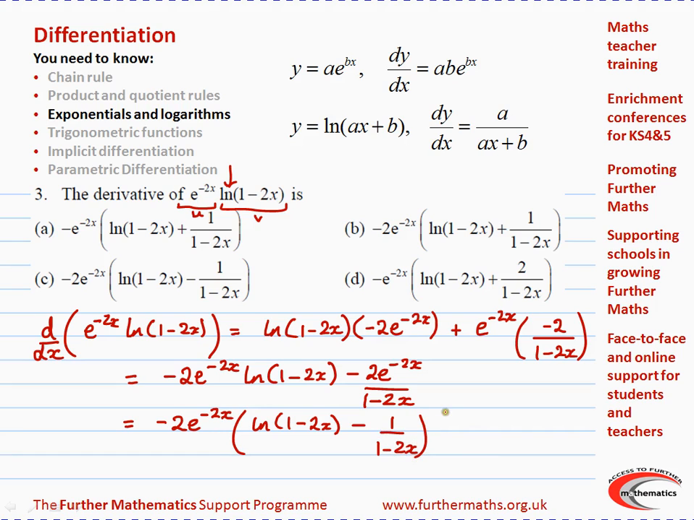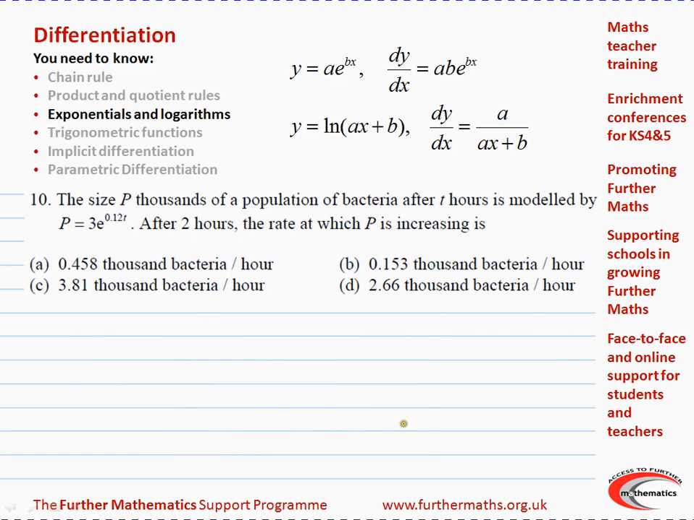Let's see if we can match that up with one of the expressions at the top here. We know it's not A, we know it's not D. All we need to do is make sure we get the correct sign in the bracket. I think that this should therefore be answer C. I think that's the one that gives us the best match.